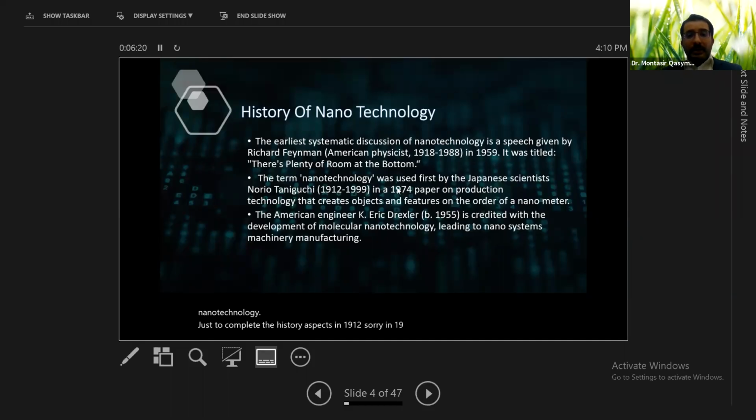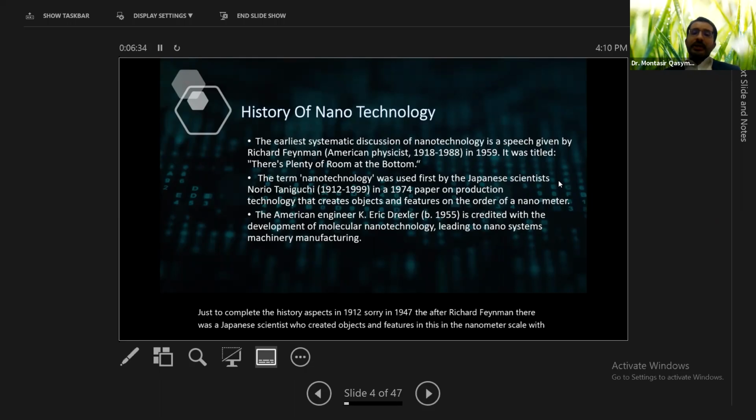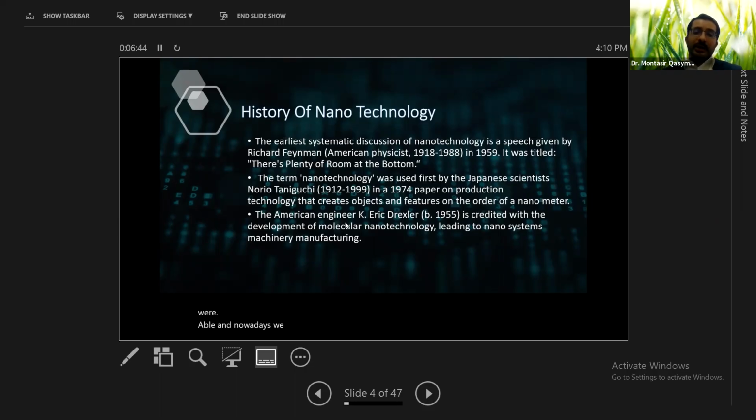Just to complete the history aspects, in 1947, after Richard Feynman, there was a Japanese scientist who created objects and features in the nanometer scale. The journey continued after that, by a number of engineers and scientists who were able to implement devices based on nanotechnology. Now it's a reality. Now we have devices commercially available.